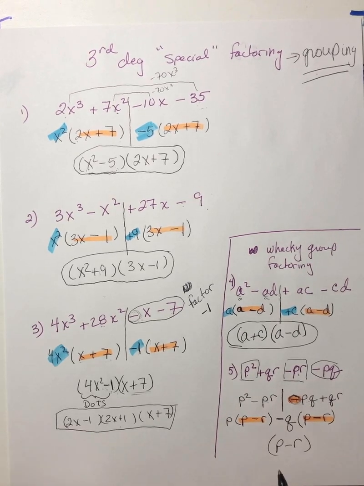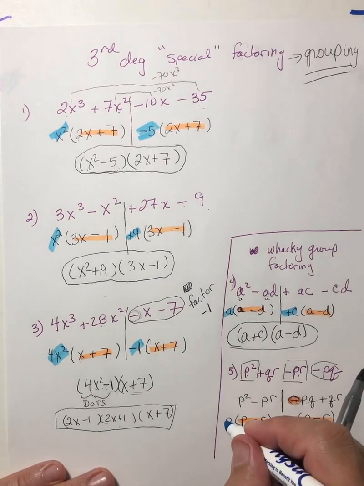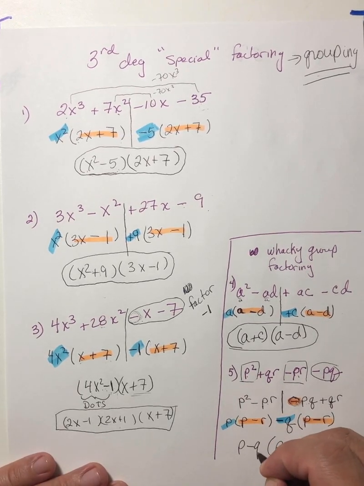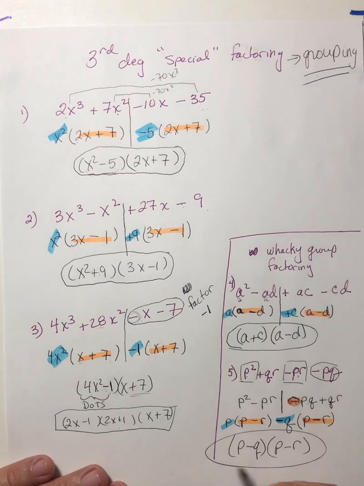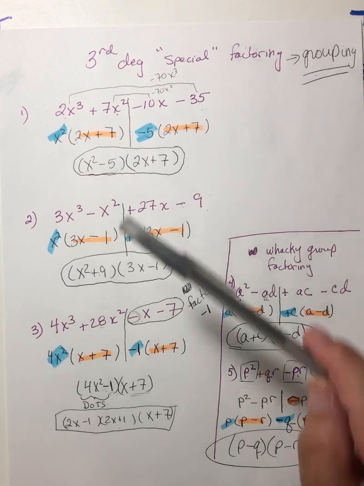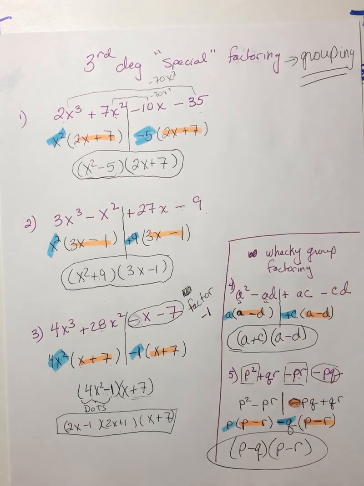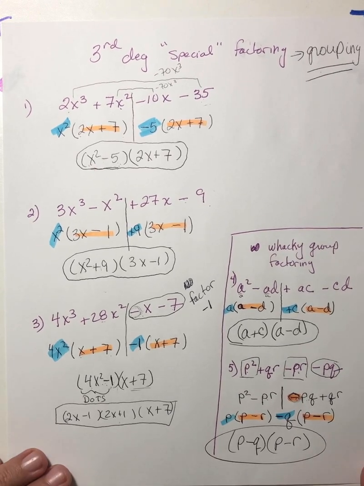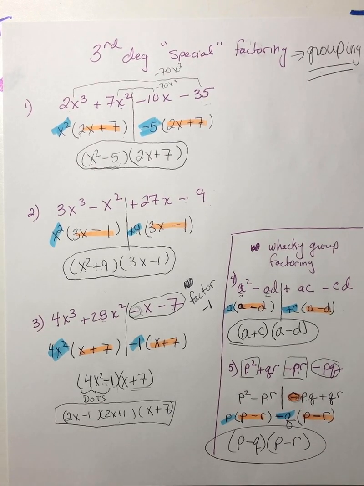And then we have our P minus Q. And we just factored it. All right, so we have a little wackiness and we have a little straightforward split down the middle with our group factoring. And that group factoring is actually easier than the AC method because you just split right down the middle. All right, everybody, have a good night.